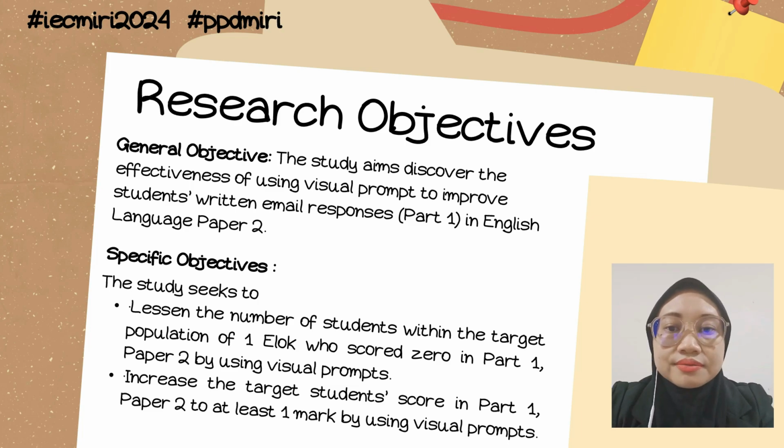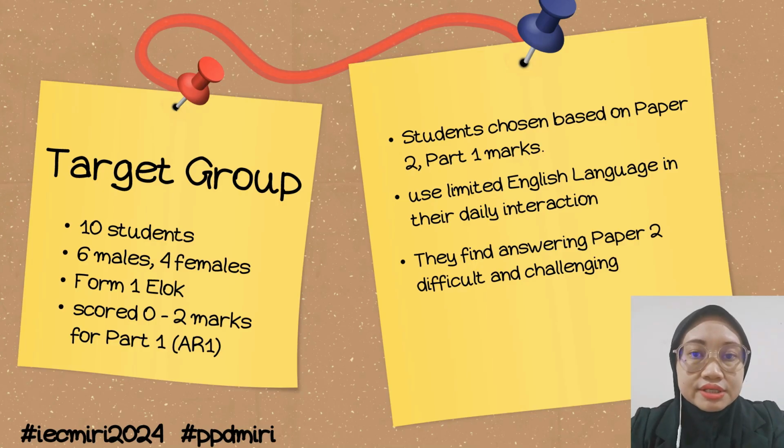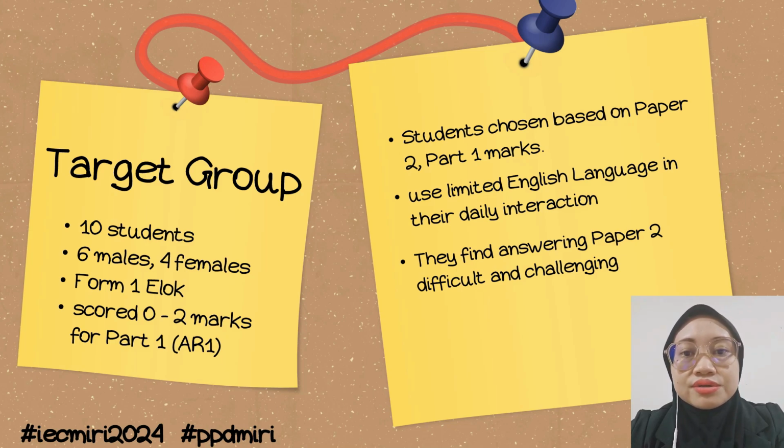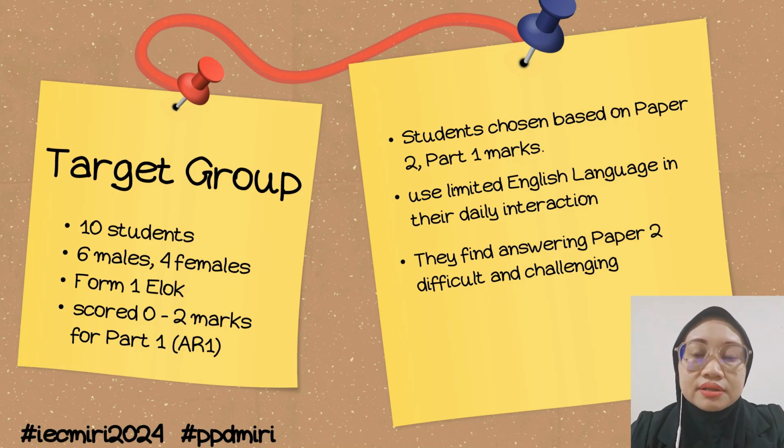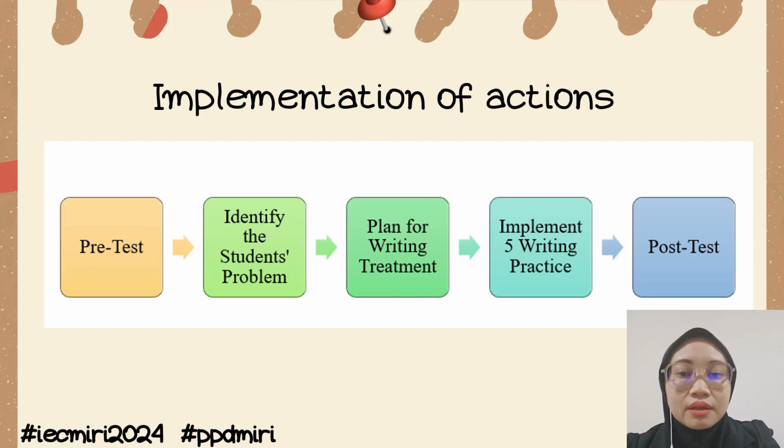The target group for this study will be 10 students which are chosen through the marks that they got from their AR1, from their first midterm exam. So these students scored 0 to 2 marks for Part 1. And then they only use limited English language in their daily interaction. And they also find answering Paper 2 as very difficult and also challenging.